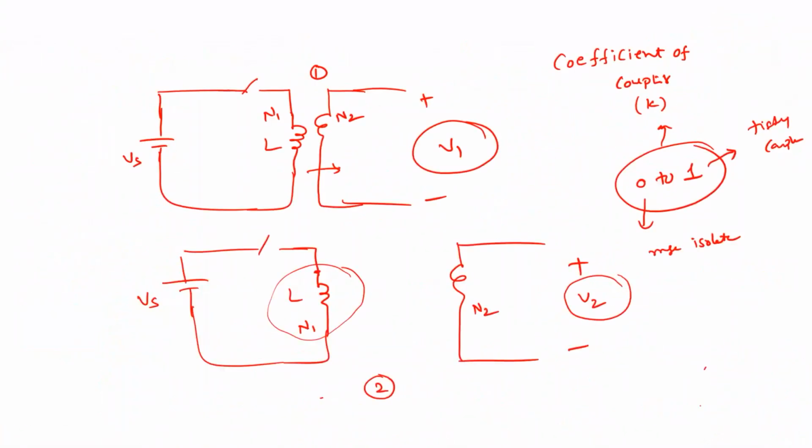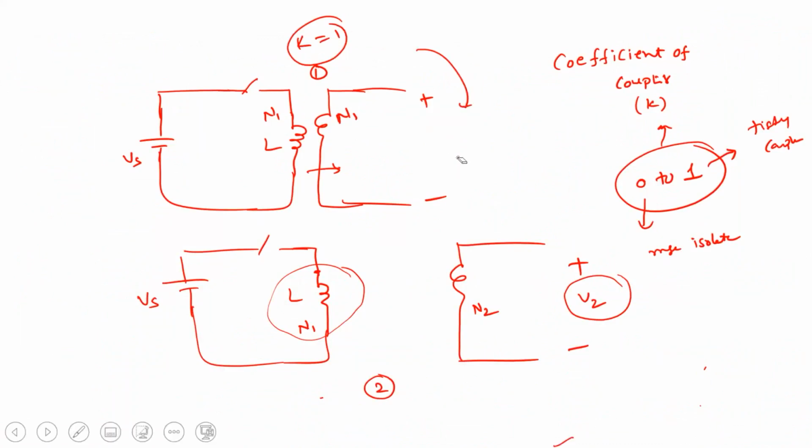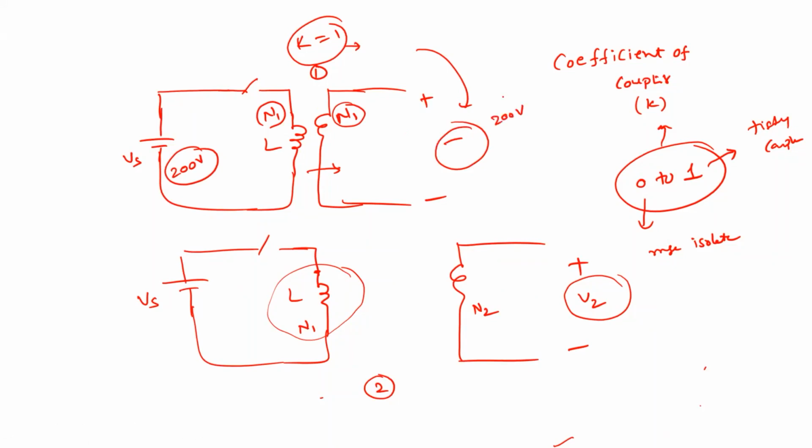So let us assume this is also N1 turns, and assume this is a lossless circuit, so K is 1. How much voltage is induced here? Roughly, let us assume this is 200 volts. It is also N1 number of turns, and you assume that K is 1. So how much voltage is induced here? 200, the same 200 volts, right? Agree?